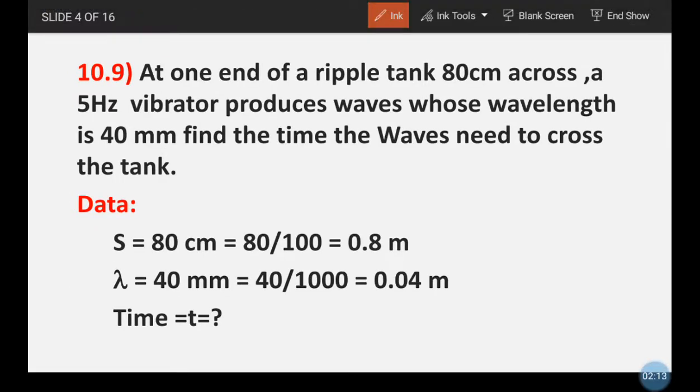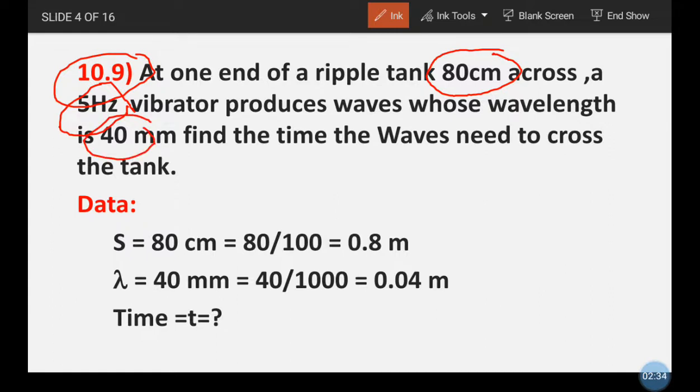Now let's see numerical 10.9. At one end of a ripple tank 80 centimeter across, so this is the distance, this is the length of the ripple tank, a 5 hertz vibrator, this is the frequency, produces waves whose wavelength is given.